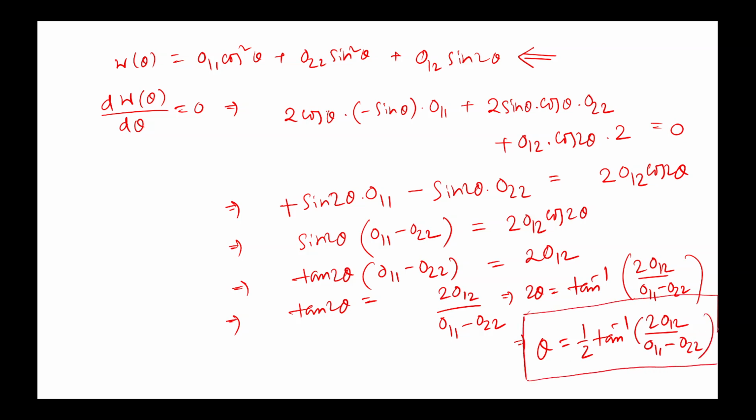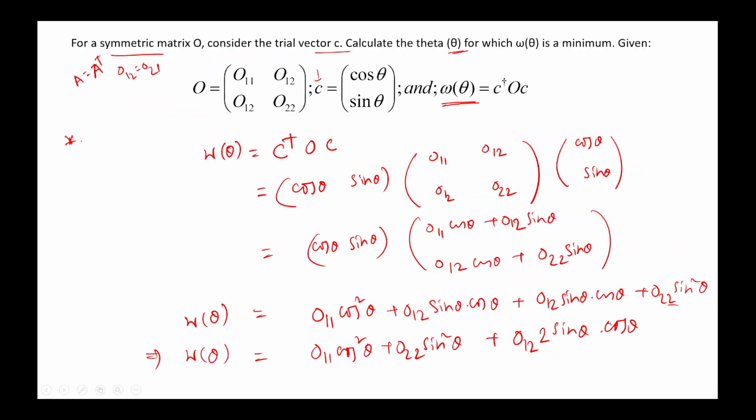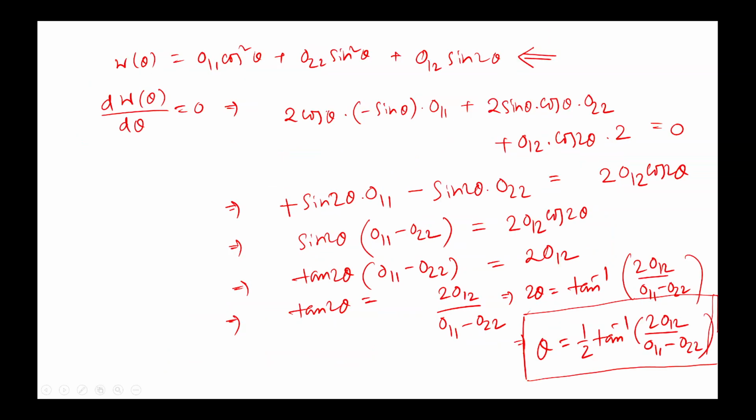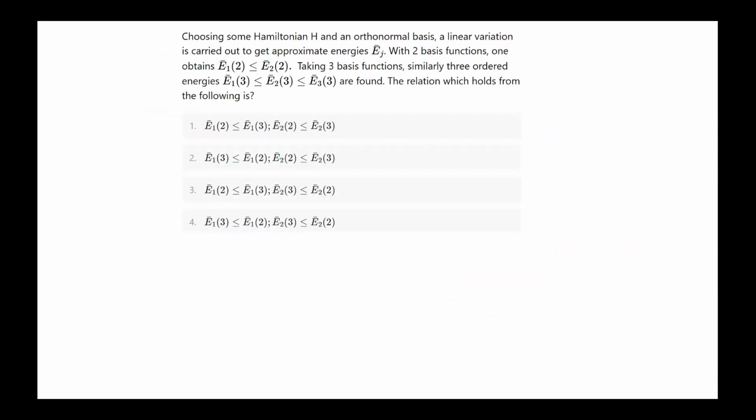Now I'll come back to this solution and why it is important, this theta equal to one half tan inverse. The answer to this question is to calculate the theta for which your omega theta is minimum, and that we got. For this value of theta I get the minimum omega theta, and if I put this theta back in this equation, I'll get one of the eigenvalues of this O operator. That will come in the next class. So this is very simple, just tell the answer.